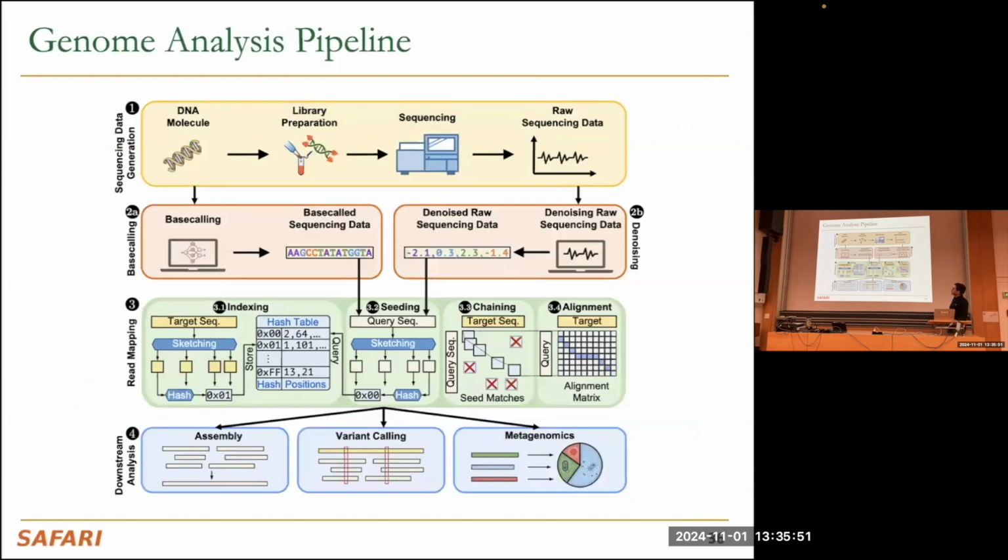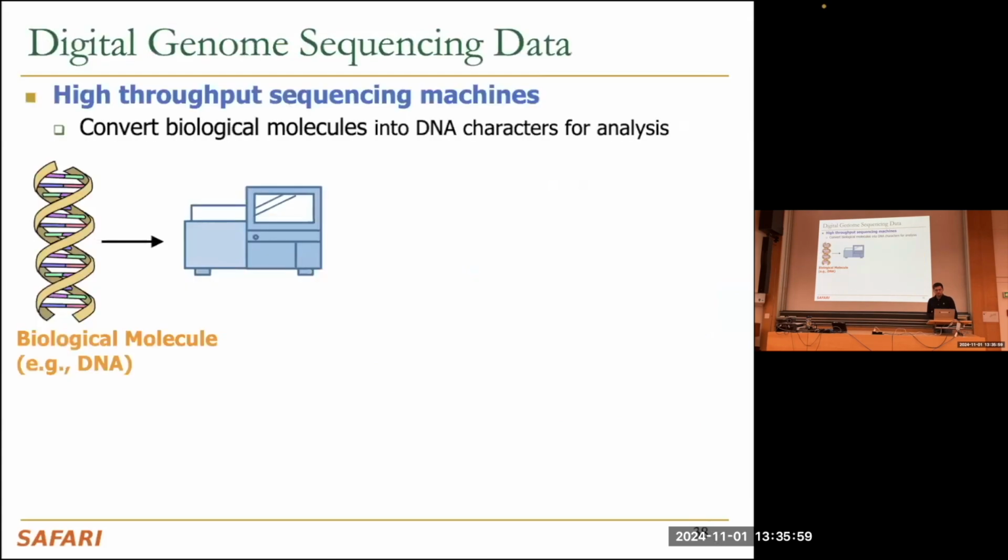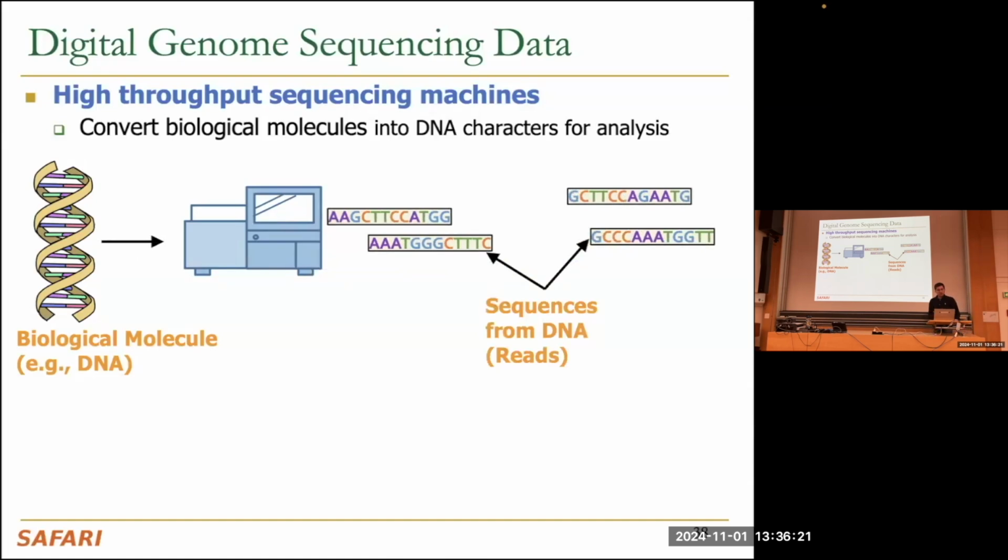And the common genome analysis pipeline includes multiple steps, and this starts with the genomic data generation. So what we initially have is a biological molecule, which is maybe your DNA or RNA, which is not human readable, right? So we need to somehow convert this biological molecule into a human readable form. To do so, we use these machines that are called high throughput sequencing machines that generate fragments from this biological molecule and then convert them into the sequences of nucleotides that we call reads.